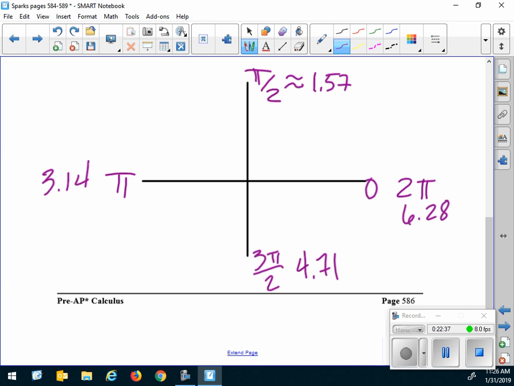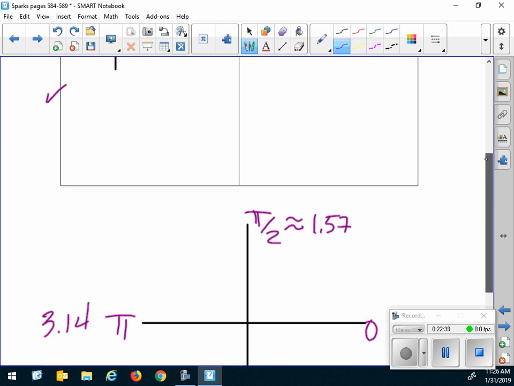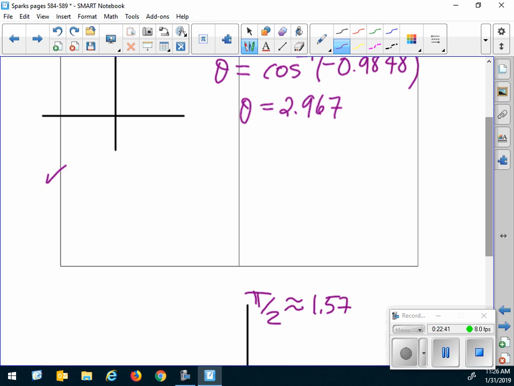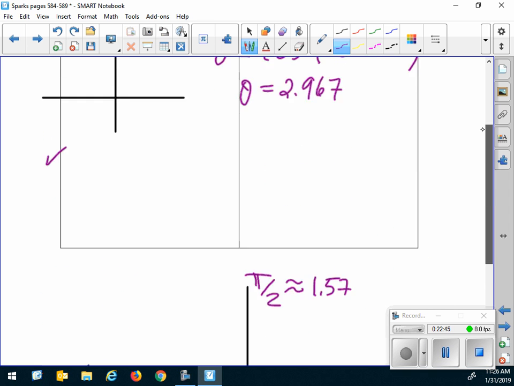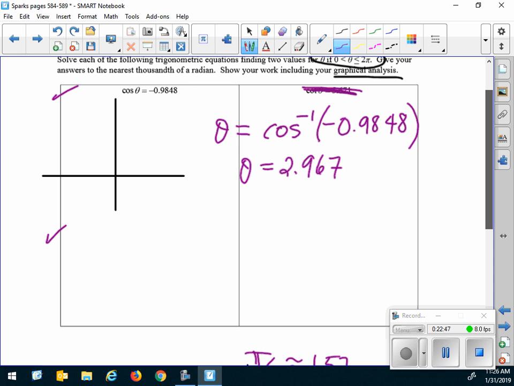Now you can decide what angle or what quadrant that angle's in. 2.967 is in what quadrant? 2. Did I want an angle in quadrant 2? Woohoo! That's one of my answers then. That is 2.967 radians.